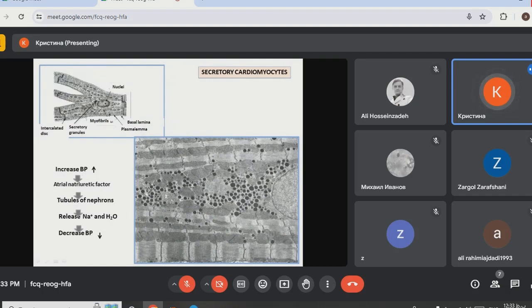Secretory cardiomyocyte, as the working one, contains a lot of myofibrils. Also, it is branching. It has lateral anastomosis. It has intercalated discs. But its second function is to produce the atrial natriuretic factor. It is stored in secretory granules near the nucleus of the cell.